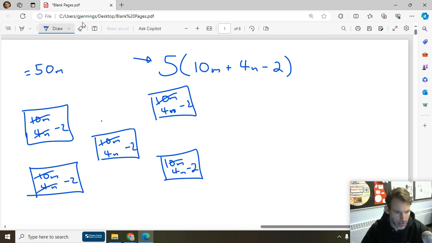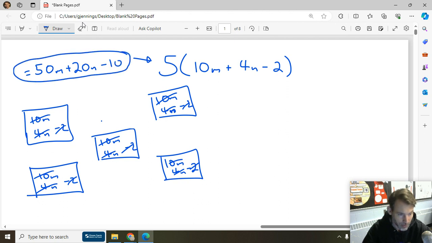4 noodles, 8 noodles, 12 noodles, 16 noodles, 20 noodles. -2, -4, -6, -8, -10. Okay, so that's what this is equivalent to. Now, do you want to draw boxes every time? Probably not. So here's how you do it algebraically and efficiently on your page.